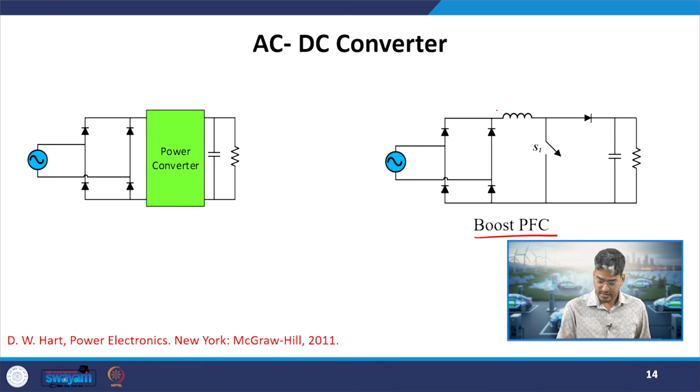Okay. So, if you neglect this one, if you replace this with a DC source on the output stage, you see this part of the circuit is nothing but similar to a boost circuit which we have discussed. Okay. So, now we are using this boost circuit to regulate the current which will be drawn from this side. We want the source power factor to be nearly unity.